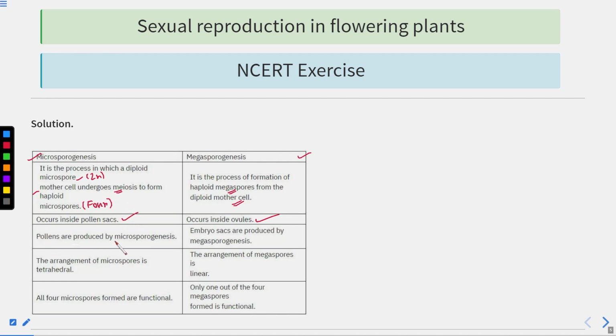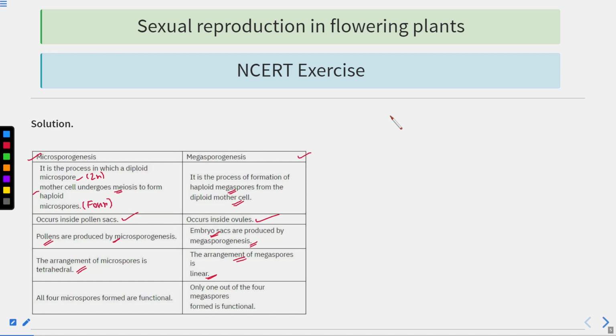Now pollen grains are produced by microsporogenesis. So at the end of microsporogenesis, pollen grains are produced. Embryo sacs are produced by the process known as megasporogenesis. We have already seen in the previous question, the megaspore mother cells divide meiotically to give rise to 4 megaspores that are arranged in a linear fashion. And one of the functional megaspores undergoes mitosis, and it gives rise to the embryo sac. Clear?